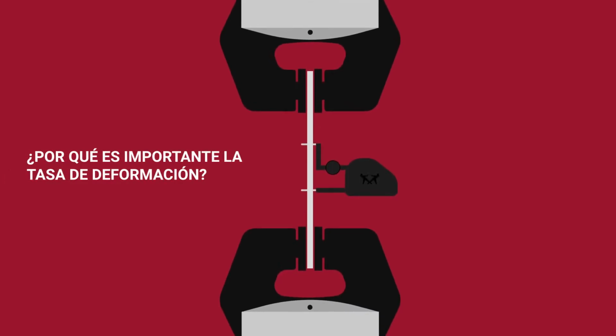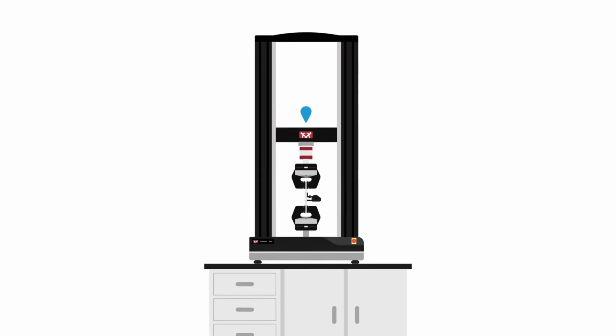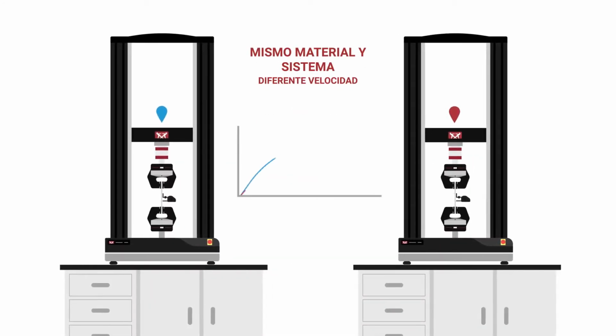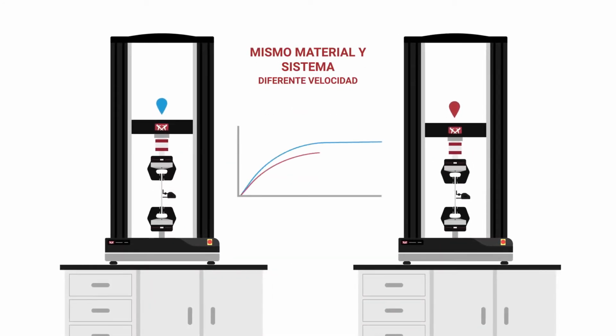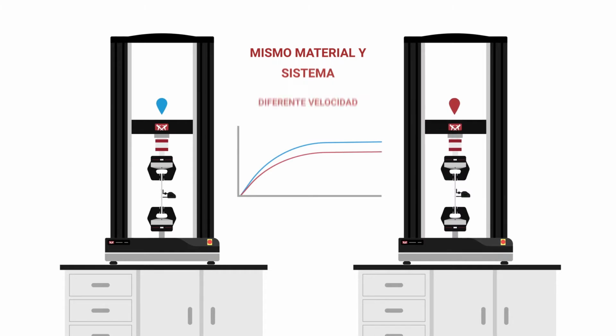Why is strain rate important? The material properties of some metallic materials are dependent on the rate at which they are tested. For example, even when testing the same material on identical systems, different test speeds can cause different results.